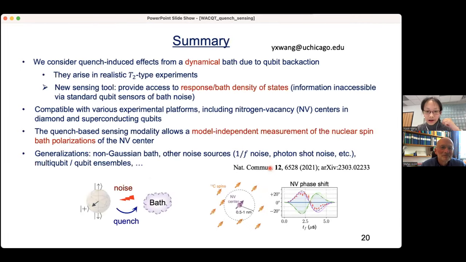Because I'm running out of time, let me just quickly summarize. I will not go through these points in detail, but I'd like to note that this approach is really general and, in principle, applicable also to non-Gaussian baths as well as other noise sources. We're also considering possible experimental implementation in different kinds of quantum systems, such as superconducting circuits.